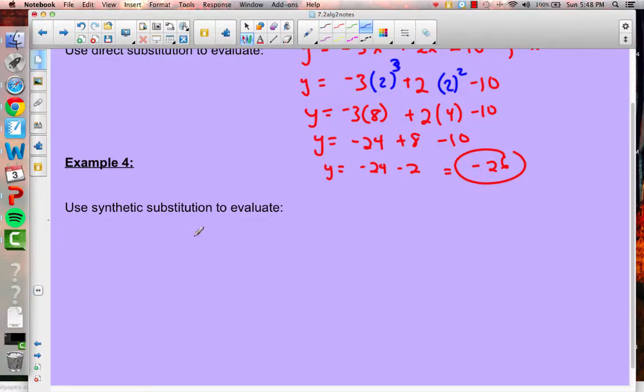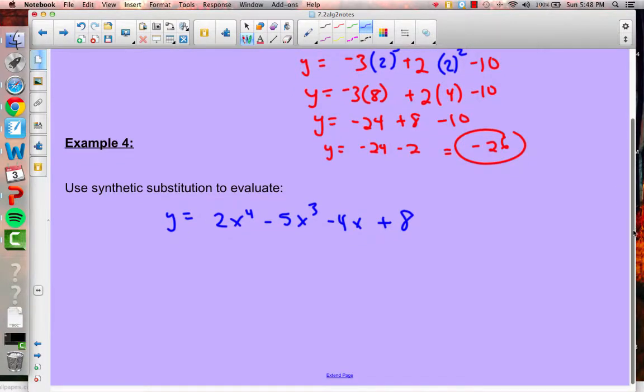Okay, if I have the equation y equals 2x to the 4th minus 5x cubed minus 4x plus 8. All right, so here's my equation, and I want to use synthetic division. Now, this is going to be new. So the first thing that you're going to do, and I want to evaluate when x is equal to 3, is basically write all the coefficients. So I'm going to make a box. This is where it's going to be kind of new. And I'm going to write every single coefficient of the numbers up here at the top.